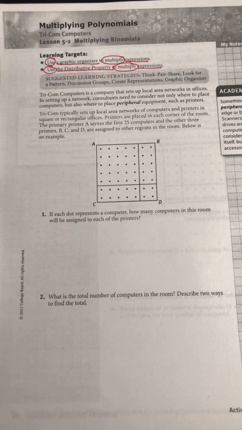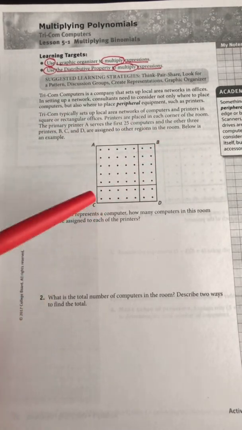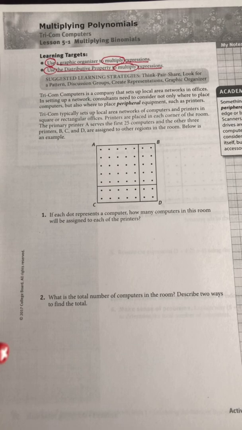Tricom typically sets up local area networks of computers and printers in square or rectangular offices. Printers are placed in each corner of the room. The primary printer A serves the first 25 computers, and the other three printers B, C, and D are assigned to other regions in the room. Below is an example. Okay, so the primary is printer A, and then we have other printers B, C, and D in other areas of the room, and it says that A serves 25 computers.